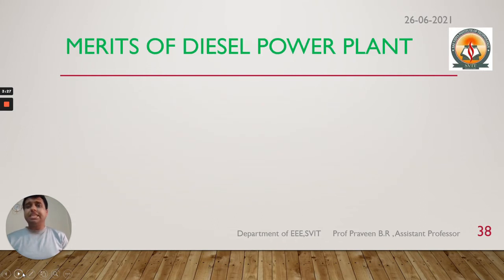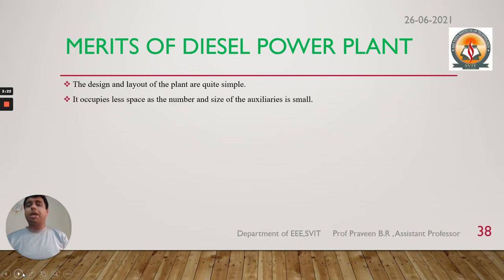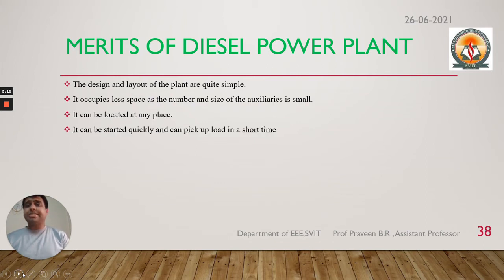The merits of the diesel power plant are: the layout is very simple. It occupies less space compared to any other. It can be located at any place. It can be started quickly. It doesn't require any kind of prime movers. It can pick up the load in a short time. There are no standby losses.